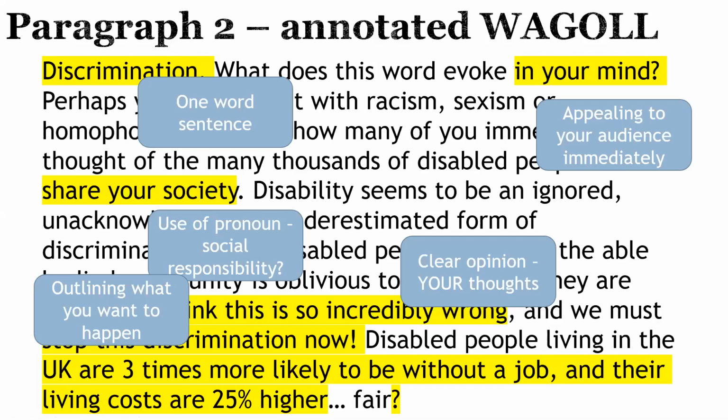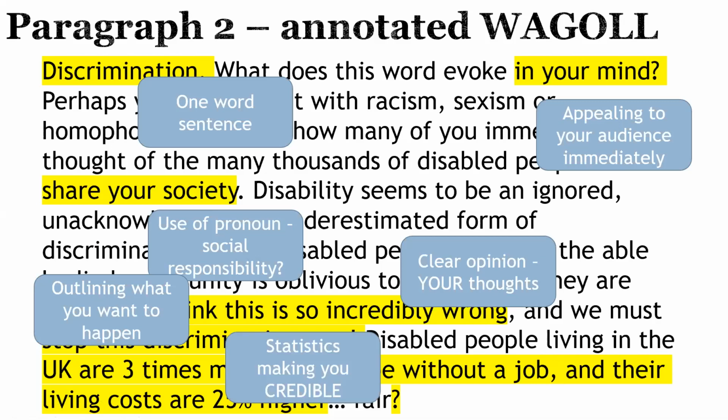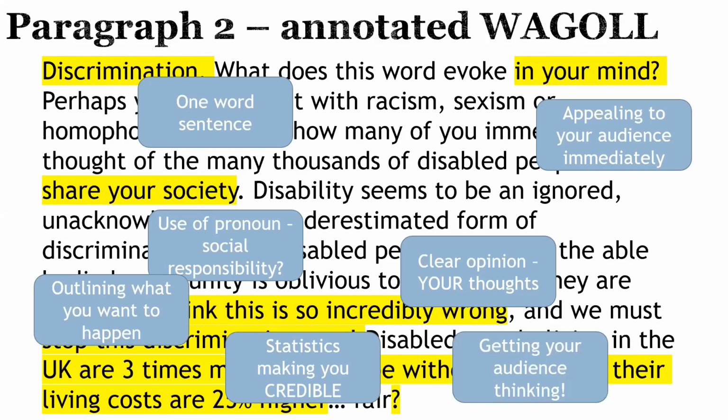And then finally, disabled people living in the UK are 3 times more likely to be without a job, and their living costs are 25% higher. Fair? Okay, I've used facts and statistics there. They are true statistics, Year 10, and it's made me credible. It makes you look like you know exactly what you're talking about. And let's be honest, if people know what they're talking about, we're more likely to listen to them and believe them. And then finally, we're ending with that rhetorical question.